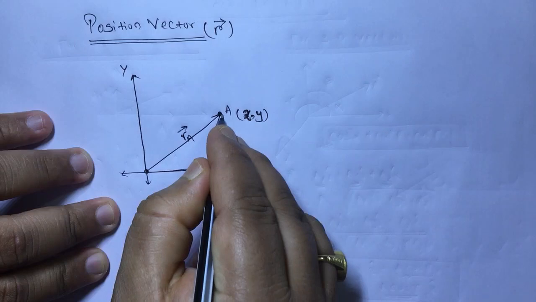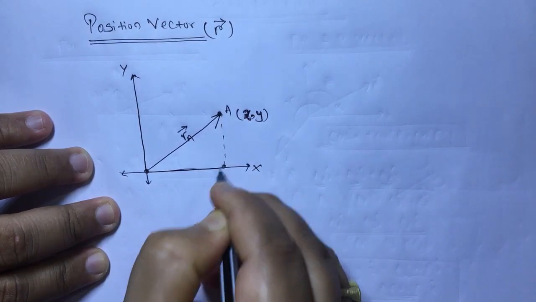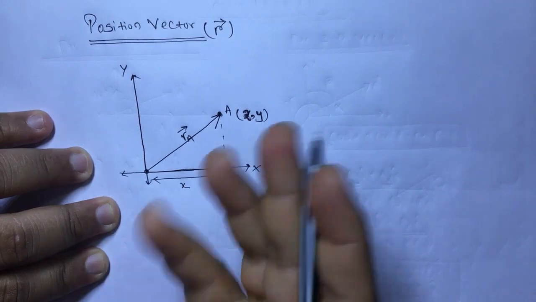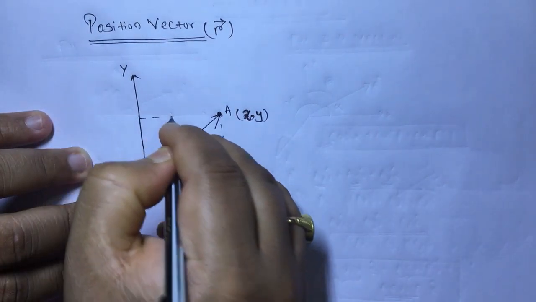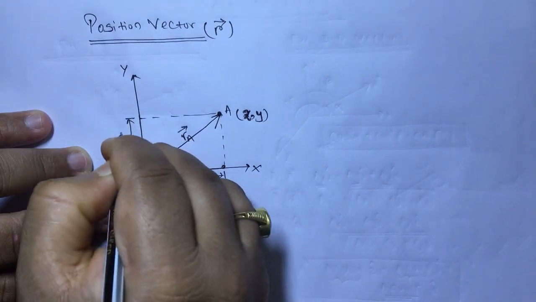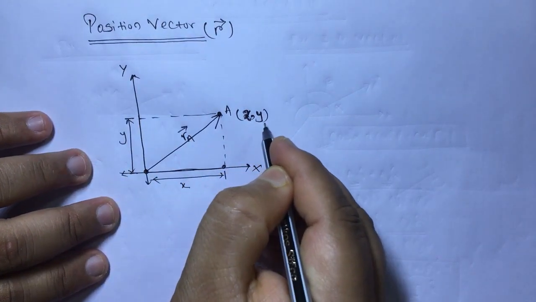It means this distance has a value of x in the coordinate system, and this distance is written as y. That is what is meant by x comma y.